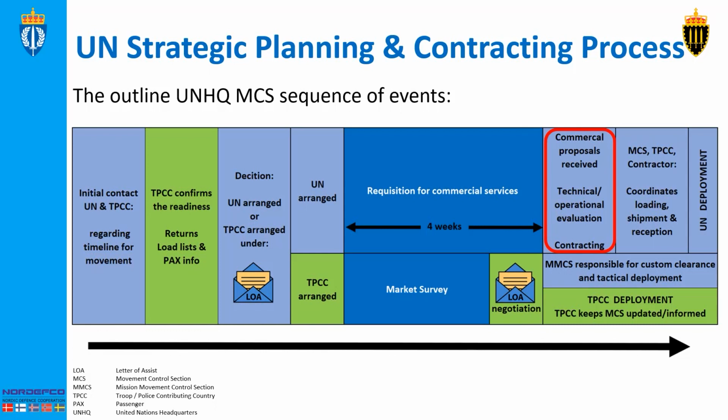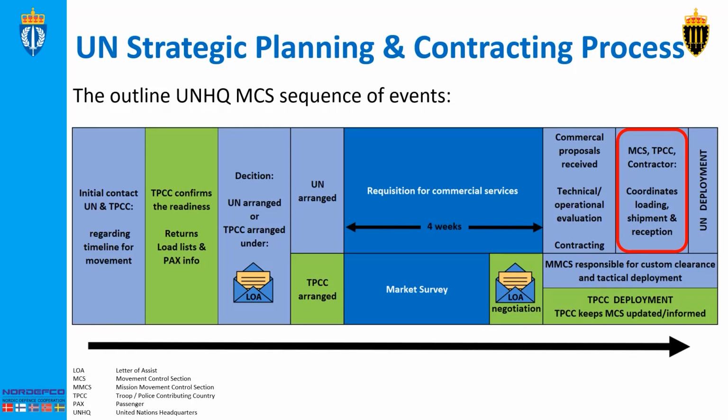Movement Control Section conducts a technical operational evaluation of all received commercial proposals. Once authorized for commercial contracts, United Nations award the contract to the successful bid. Next is the period of coordination between the Movement Control Section, the troop or police contributors, and the contractor to coordinate the load of contingent-owned equipment.